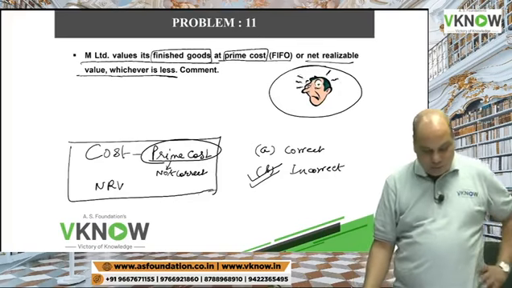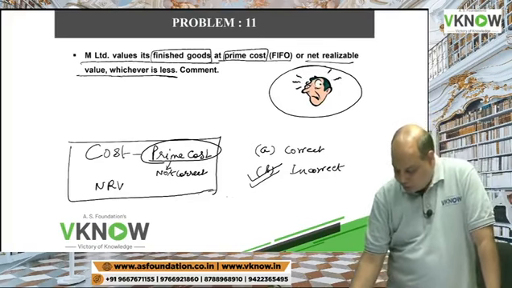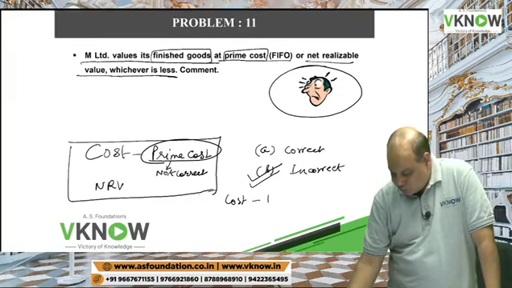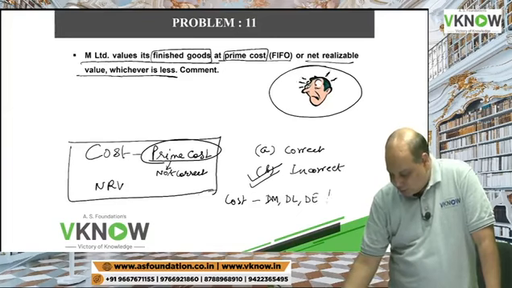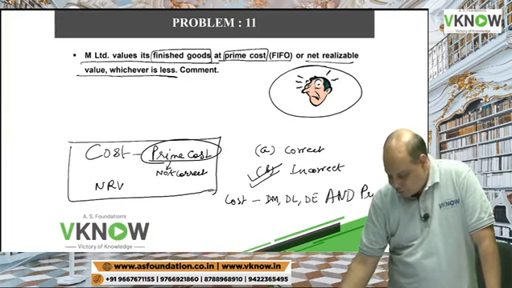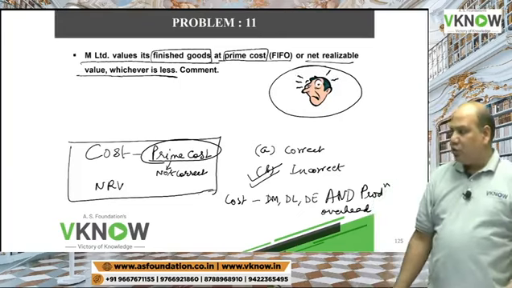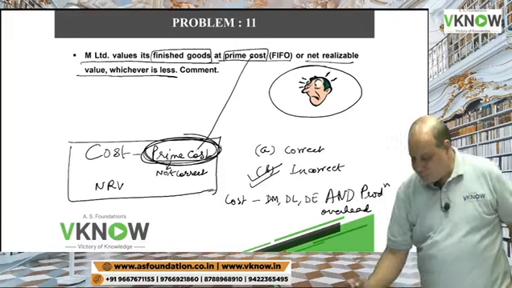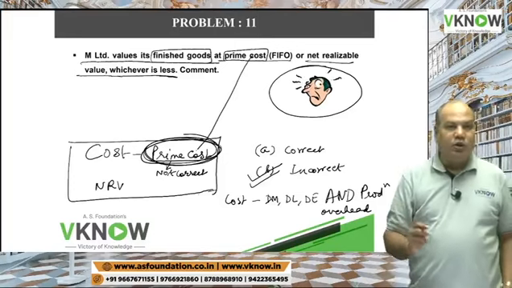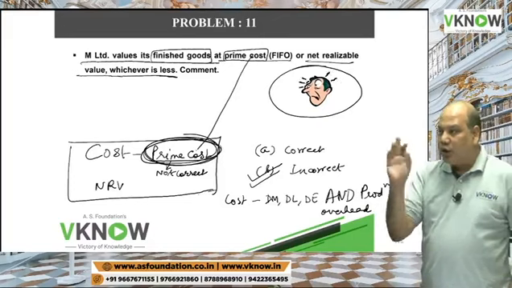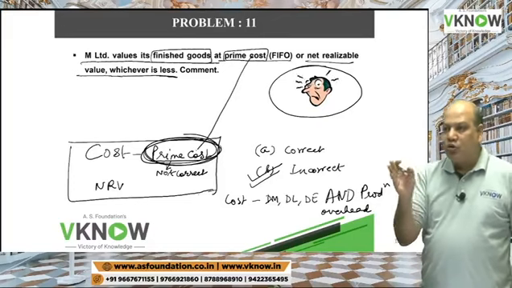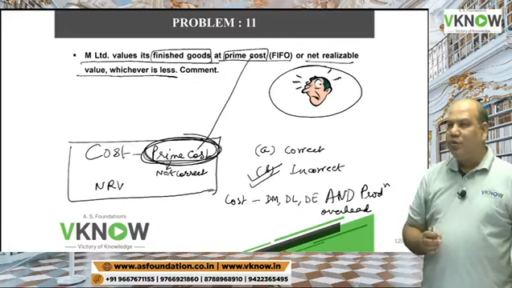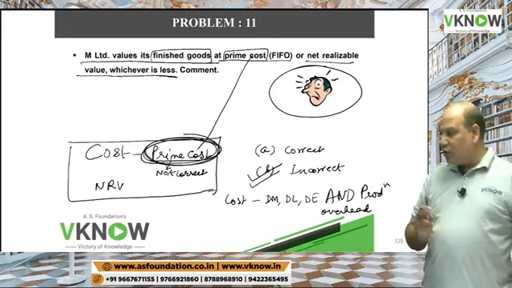As per this standard, Tanya is right. As per this standard, cost will include direct material, direct labor, direct expense, and production overheads. Now, if you are valuing inventory at prime cost, which means production overhead was not considered. If production overhead is not considered, your cost is wrong. Your cost is not as per AS2 and therefore this is incorrect.